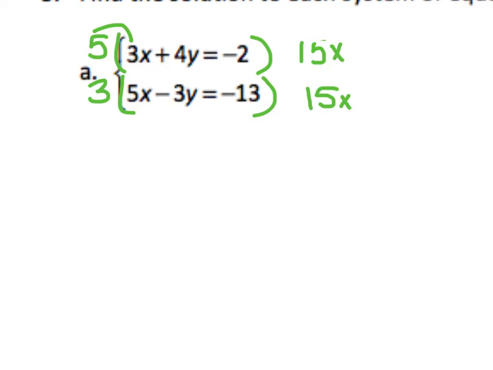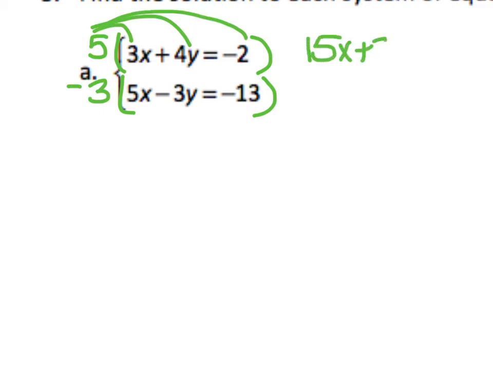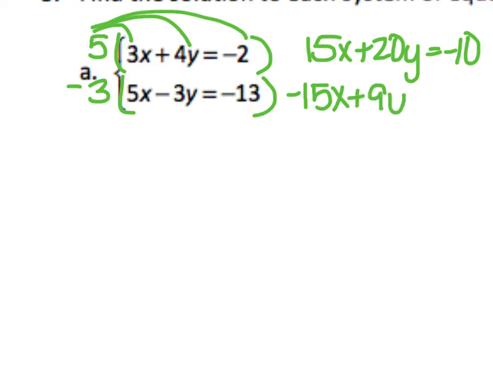Okay, but I want to make one positive and obviously one negative, so when I add them together, they equal 0. Again, it doesn't matter which one you pick. You just got to pick one of them. So I'm going to pick the bottom one. So I'm going to multiply this 5 to everything. So I'll have 5x plus 20y equals negative 10. And then I've got negative 15x plus 9y equals a positive 39.